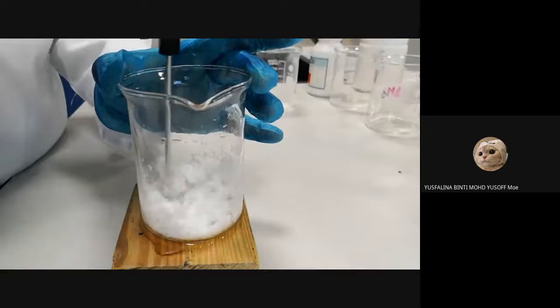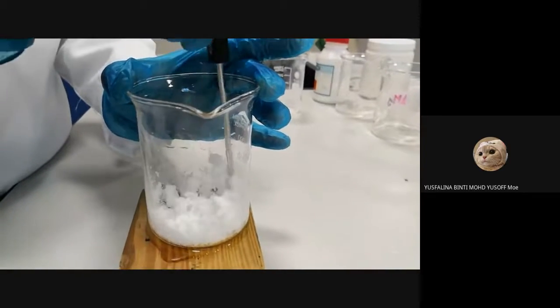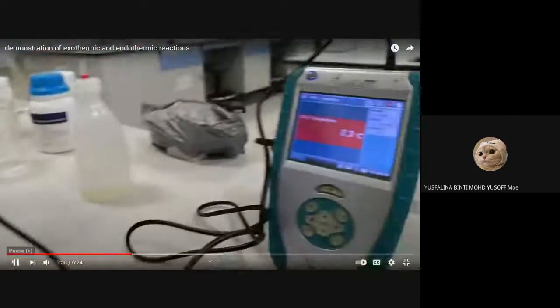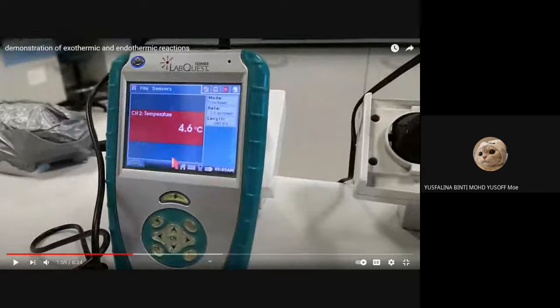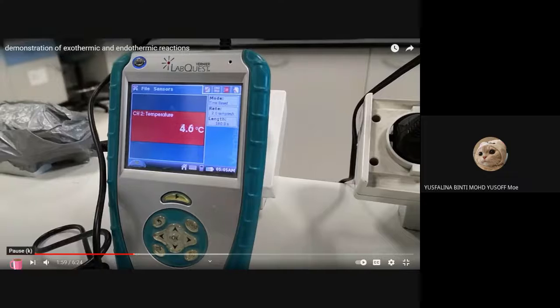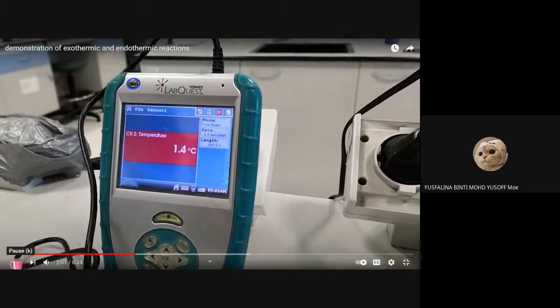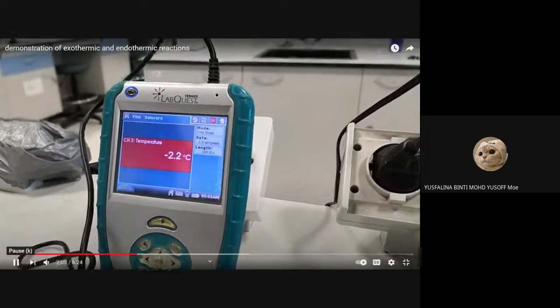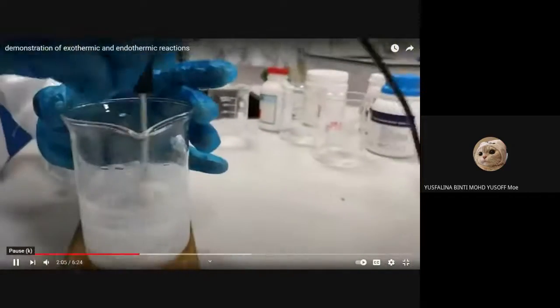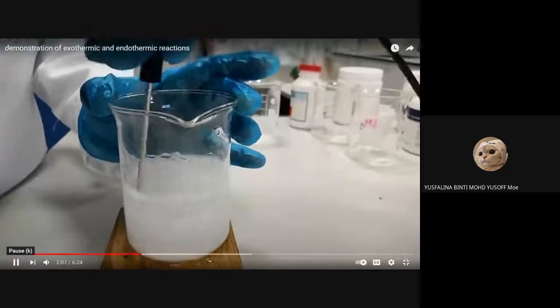Very fast. So you can see the temperature started to drop. Okay, you can see just now it was 20, so now it becomes 4. So this means this is endothermic. It absorbs the heat from the surrounding. So now the surrounding becomes cold, so the temperature will drop. It's going to go below 0. At this point, water will freeze.